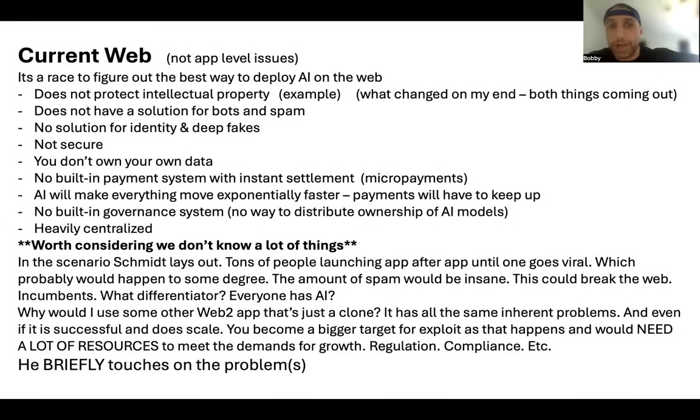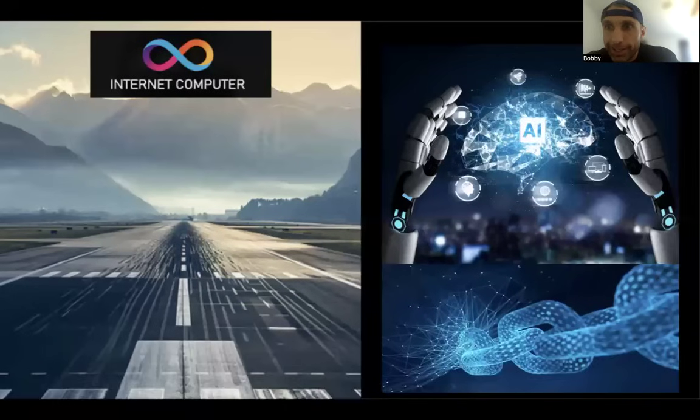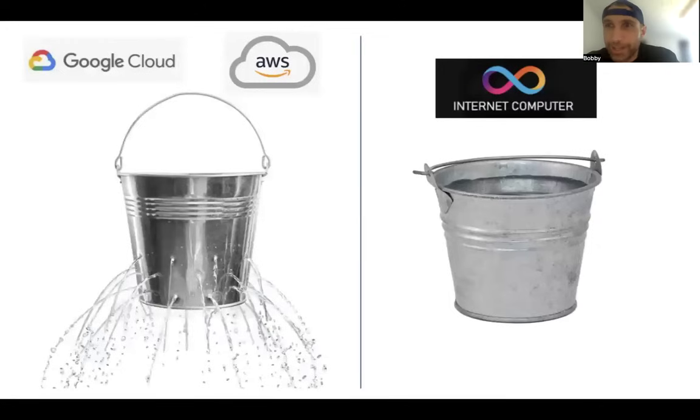In the scenario Schmidt laid out, tons of people would be launching app after app until one goes viral, which probably would happen to some degree here and there, right? But it's okay. So that's the big opportunity. You're going to launch this AI model. Think about how powerful that is. What he described, everybody having their own software engineer at their fingertips, and then think about the utility that he described. Go create a quick clone of TikTok and steal all the users and data and see if it goes viral. And if not, scrap it and do it again and just keep spamming the web.